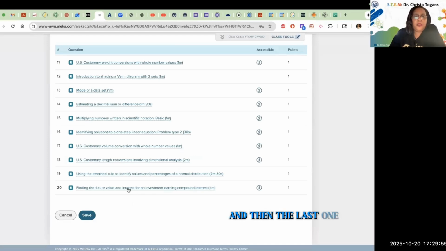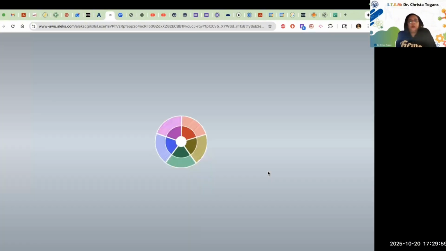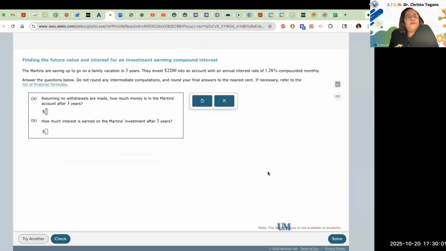Okay, and then the last one is finding future value and interest for an investment earning compound interest. You can just pause it and practice as much as you would like. That way you are so ready.